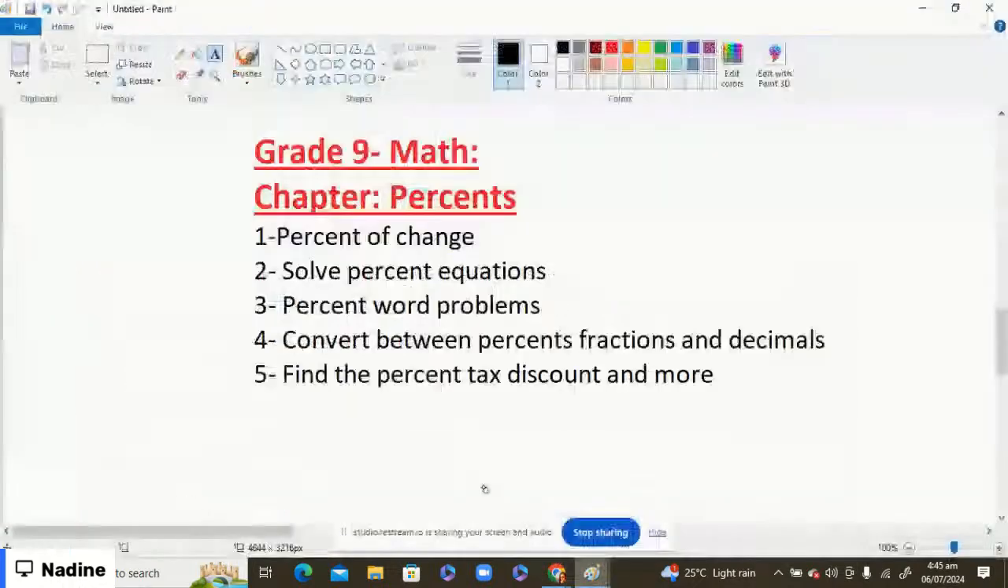Hope you guys understand this lesson as well. So today we covered all these lessons. The chapter we covered today is percents, and here are the names of the lessons: percent of change, solve percent equation, percent word problems, convert between percents, fractions and decimals, and find the percent tax, discount and more.